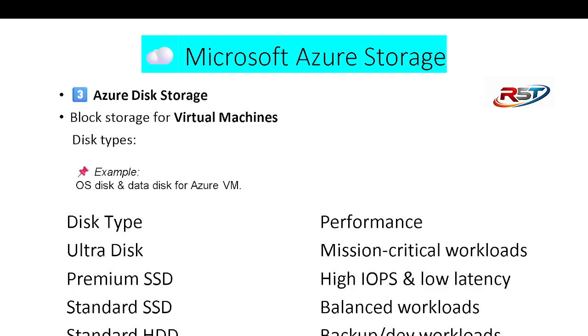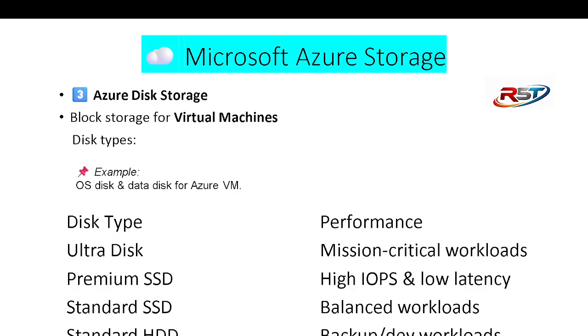Next one is Azure Disk Storage. It is block storage for virtual machines. Disk types, for example OS disk and data disk for an Azure VM. Disk type performance: first one is Ultra Disk.